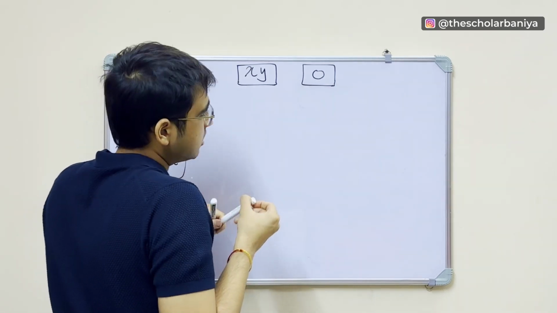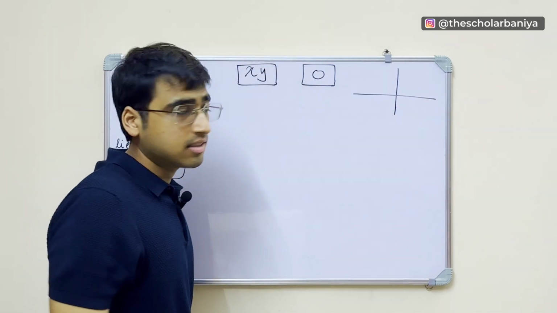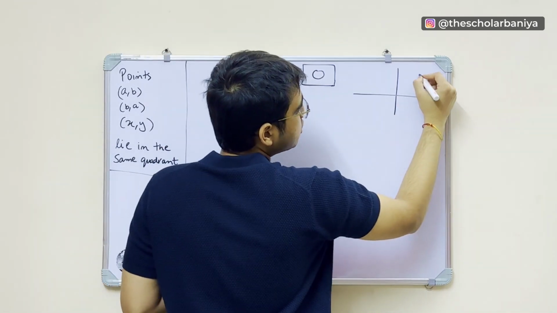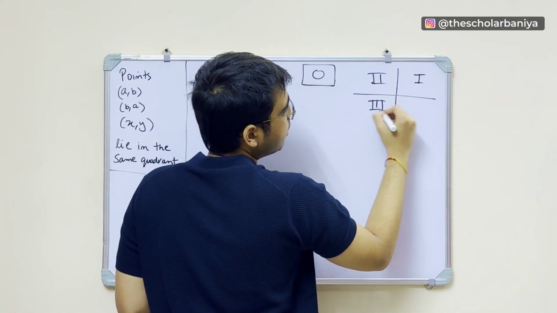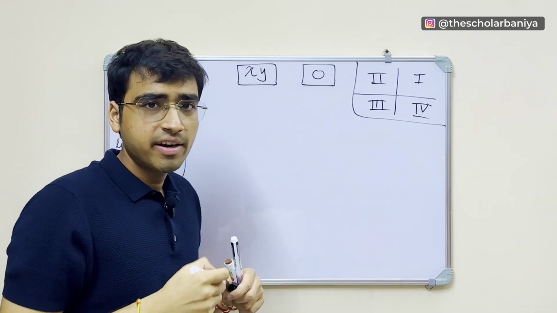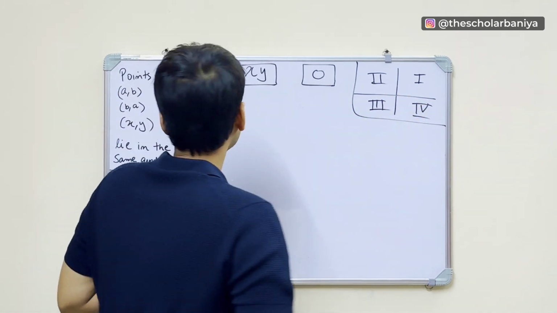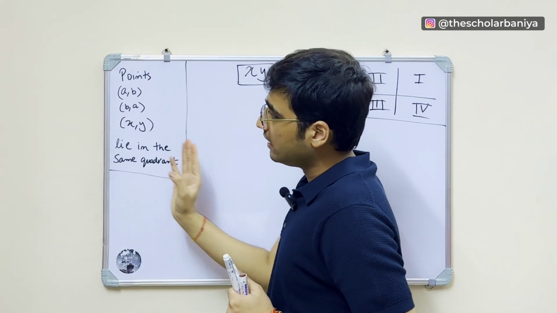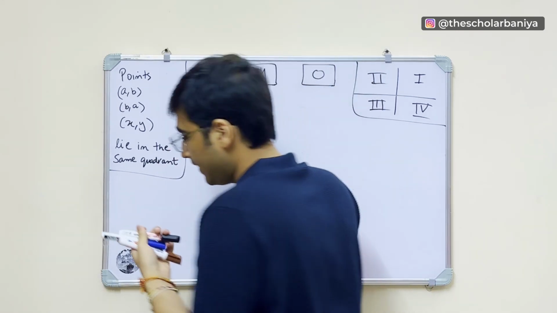So let's suppose this is the xy axis, right? So this is the first quadrant, this is the second quadrant, this is the third quadrant, and this is the fourth quadrant. Okay, so I hope this should be very clear. This is the first quadrant, second, third, fourth, right? So we are given that points (a, b), (b, a), (x, y) lie in the same quadrant, right?